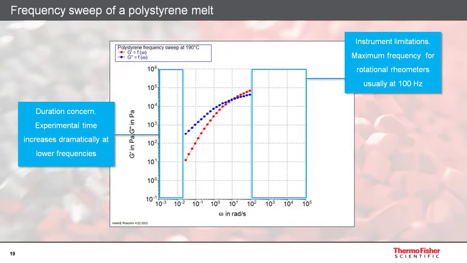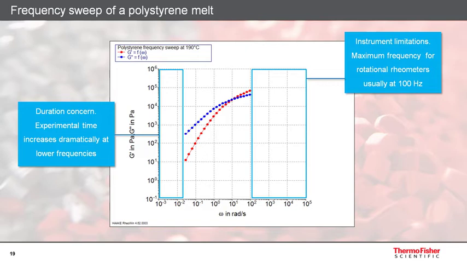Frequency sweep data over such a wide frequency range, like it was presented on the slide before, cannot be obtained from a single experiment. Usually, between 2 to 4 orders of magnitude in frequency are covered in a single frequency sweep test. On this slide, you see the results of a frequency sweep with a polystyrene melt performed at 190 degrees C.